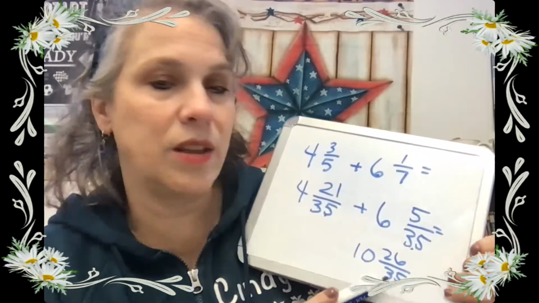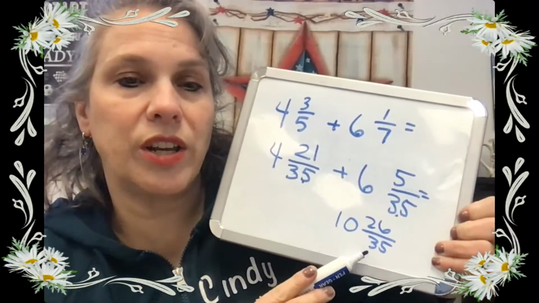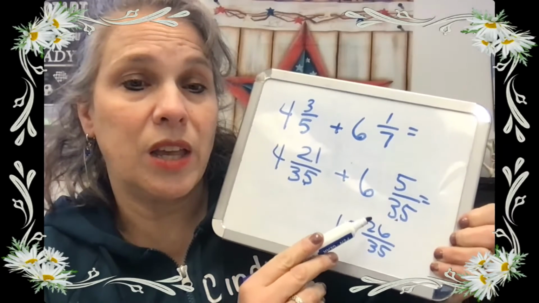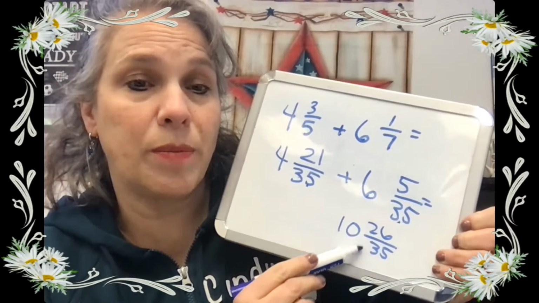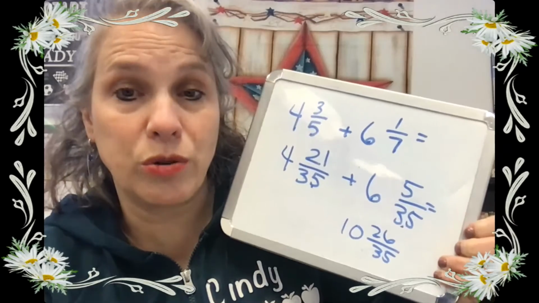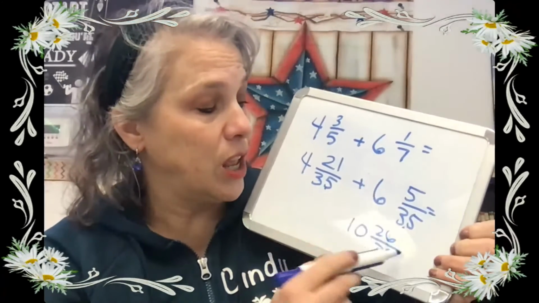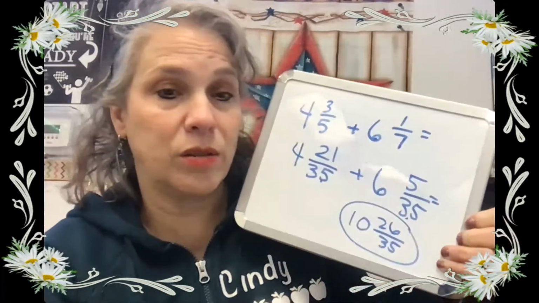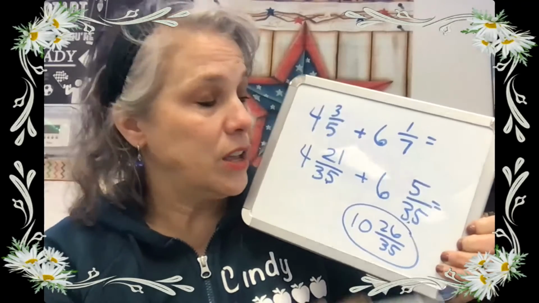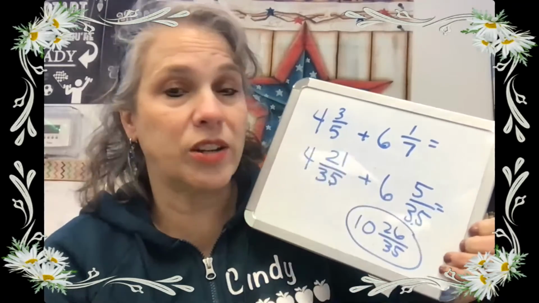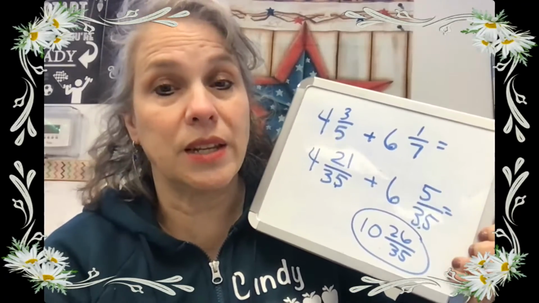And then I look at this fraction, and if I can divide something into both the top and the bottom numbers, then I reduce it. If I can't reduce it, then I just leave it this way. Okay, so that's how I add fractions with mixed numbers. And I also do that for subtraction.